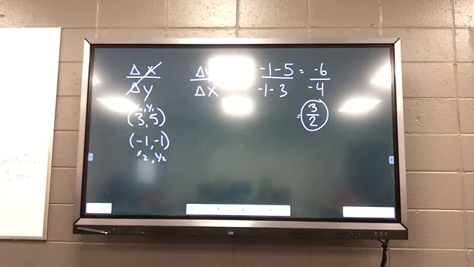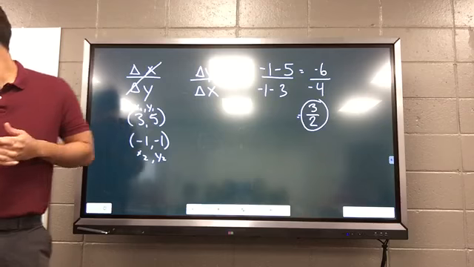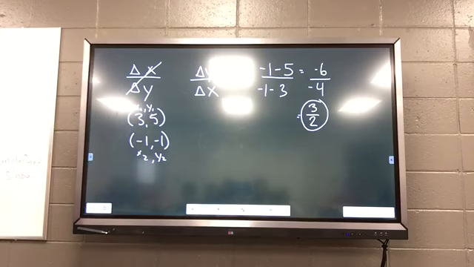All right, number 6. Same page, 119, number 6 at the very bottom. Find me that slope.